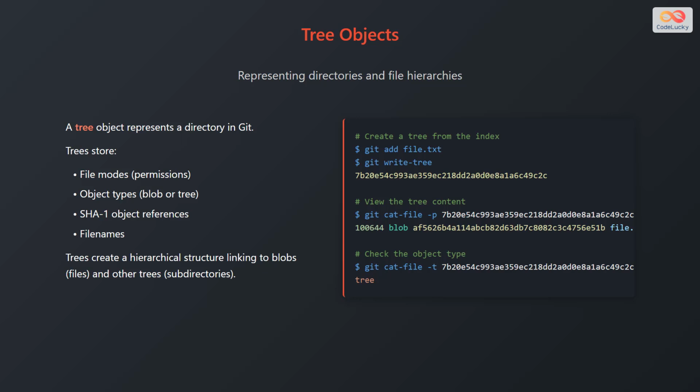To create a tree from the index, first add a file using the command git add file.txt, then use the command git write-tree. This command outputs the secure hash algorithm 1# of the newly created tree. To view the content of a tree, use the command git cat-file -p followed by the secure hash algorithm 1# of the tree. To check the object type, use the command git cat-file -t followed by the secure hash algorithm 1# of the tree, which will output tree.